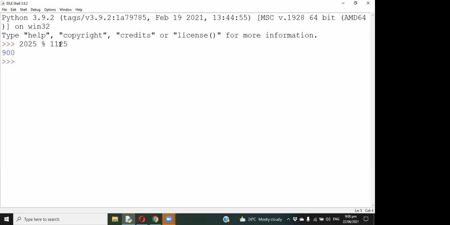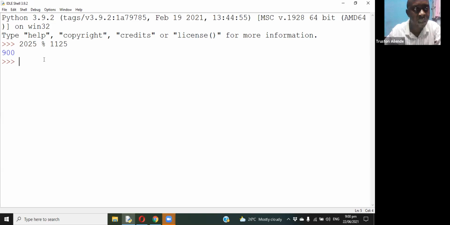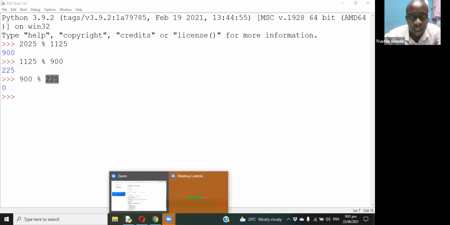So you now take 900 and 1125. So you say 1125 modulus 900, 225. Then 900 modulus 225 gives you what? 0. So the HCF is what? 225. Do you understand?